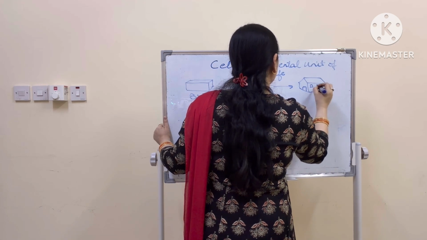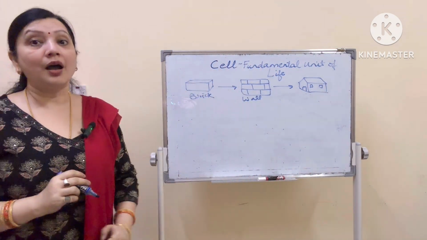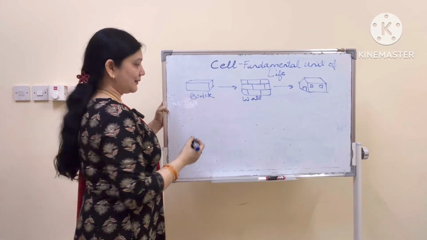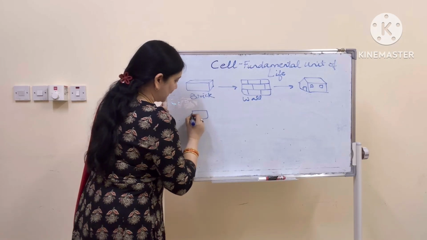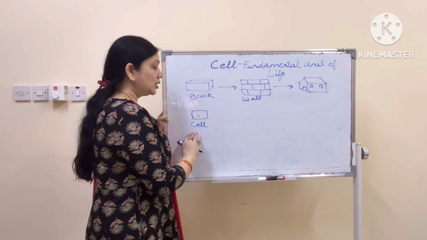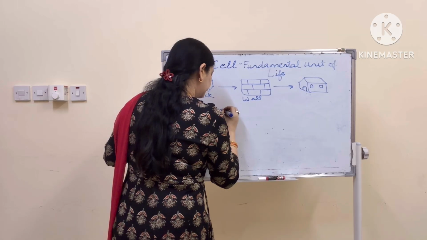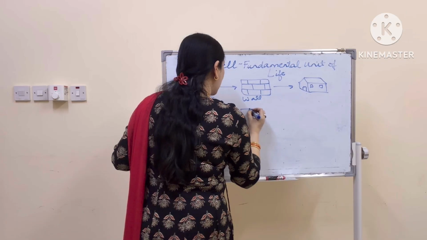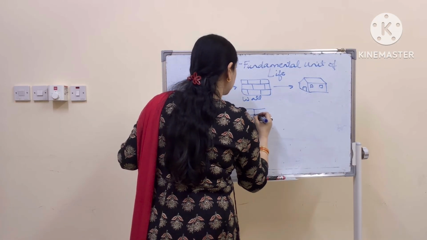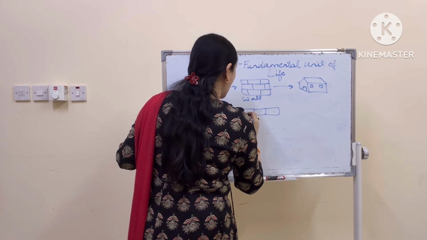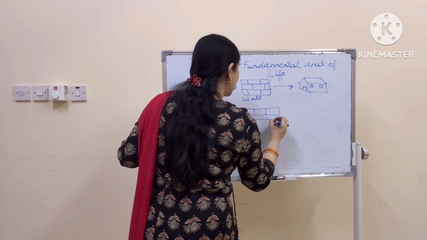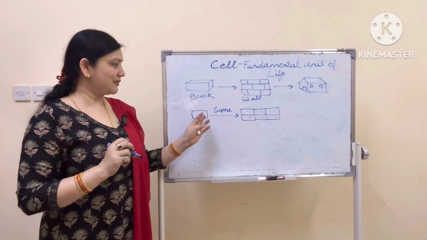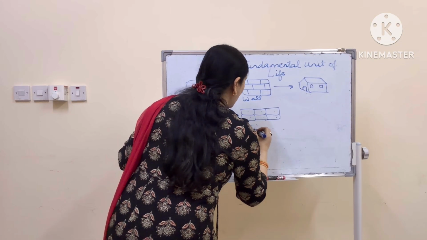There's a window also in the house. So this is how a house is made. Now, how does a cell make an organism? So imagine this is a cell. Now these same type of cells join to make up a tissue. Just like the bricks join to make a wall, in the same way, tissue is made by the same cells. When same cells join, they make up a structure called tissue.